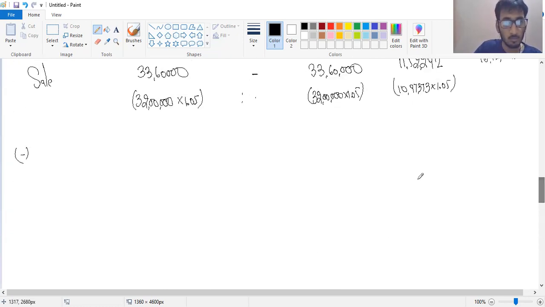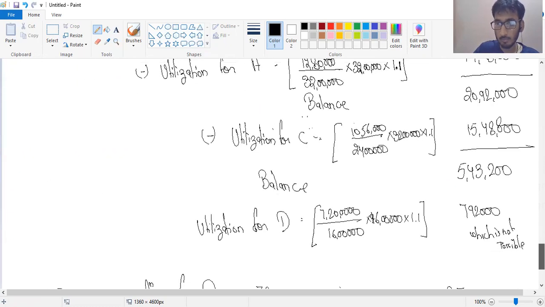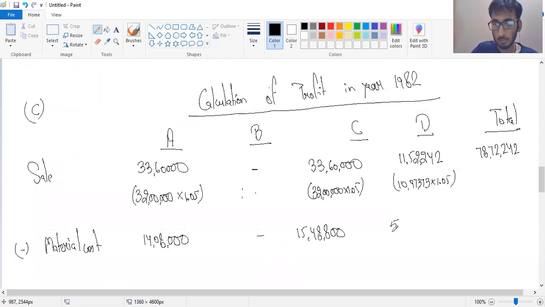Now what would be the material cost? So basically material cost would be 1408, 1548,800, and 543,200. So 140800 plus 1548,800 plus 543,200.